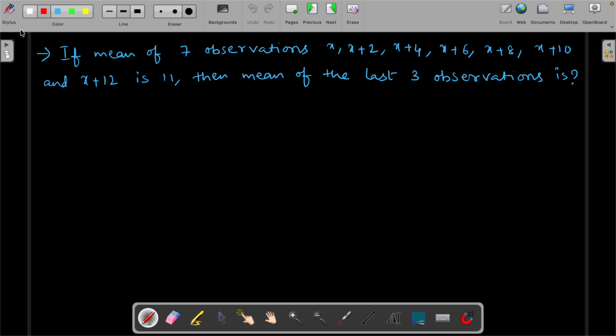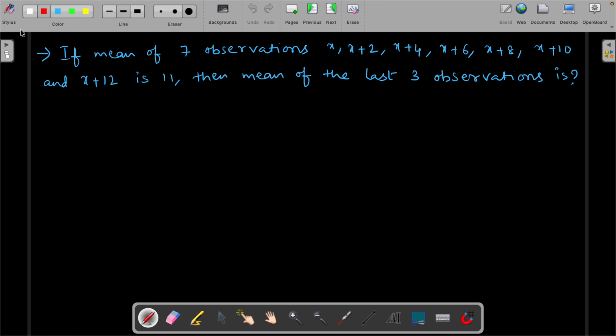Let us see one more TET question. If the mean of 7 observations x, x plus 2, x plus 4, x plus 6, x plus 8, x plus 10 and x plus 12 is 11, then we need to find out the mean of the last 3 observations. So they have given 7 observations and their mean is 11. We need to find out the mean of the last 3 observations.